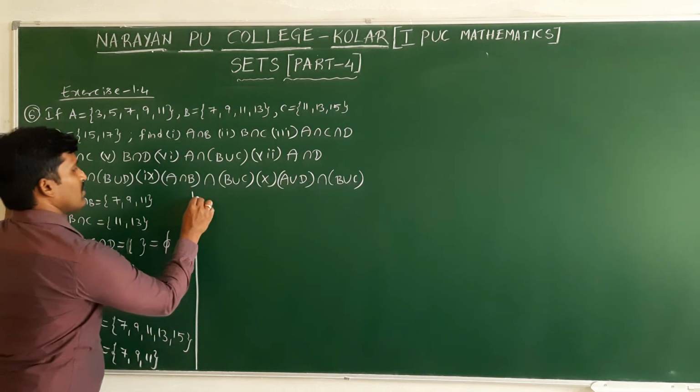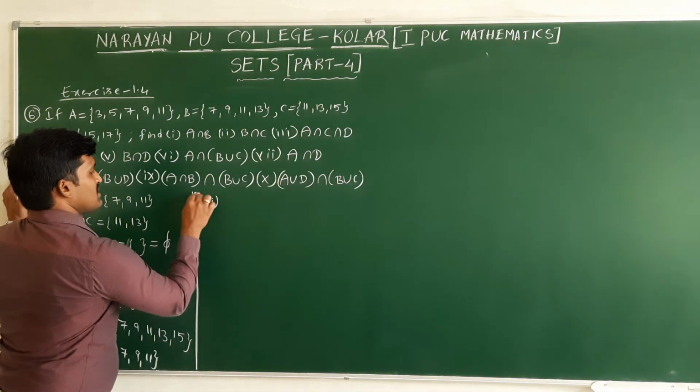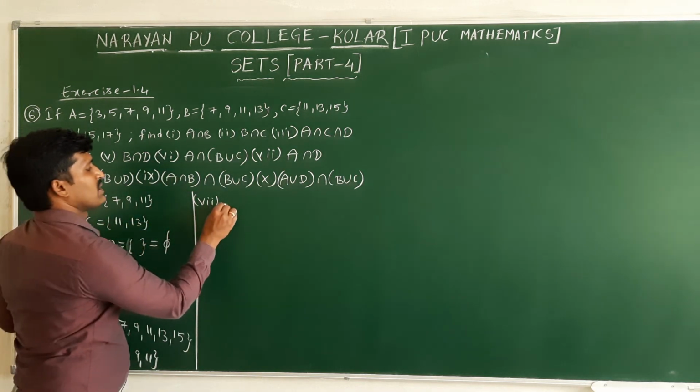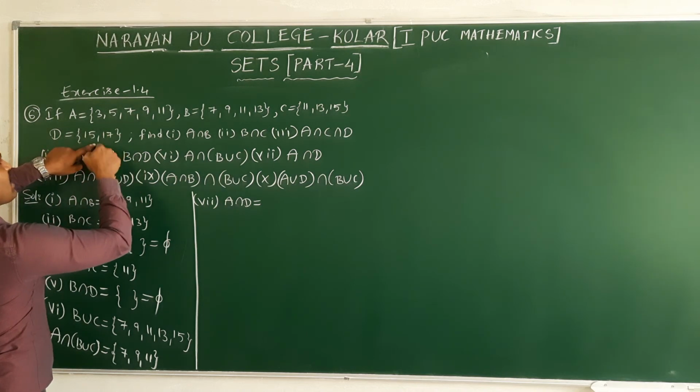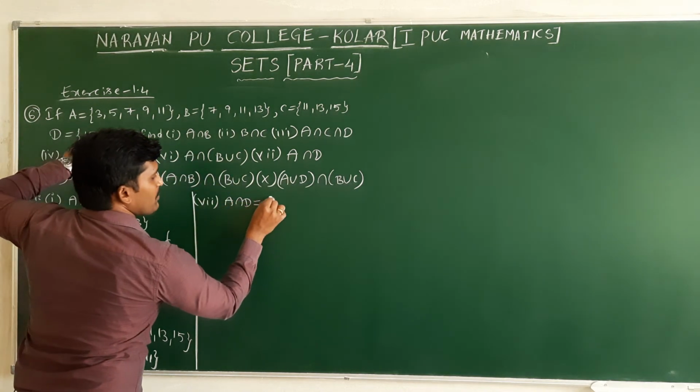Next, seventh one. What is seventh one? A intersection D. A and D having any common elements? No. It is a phi.